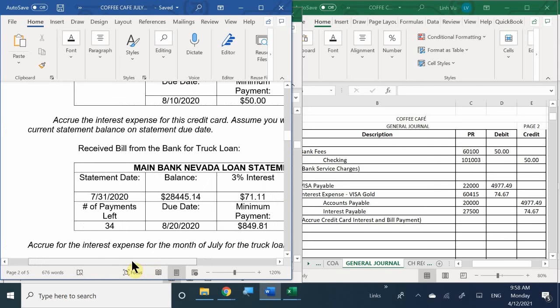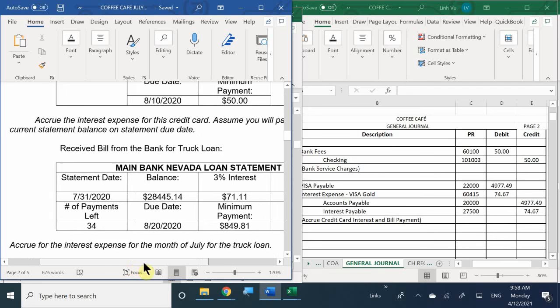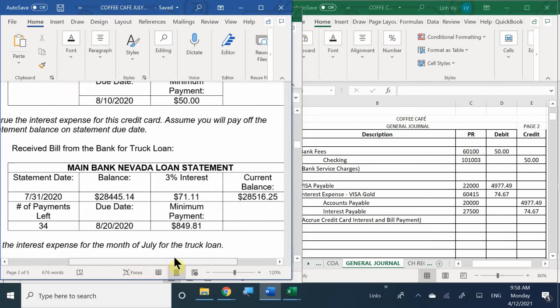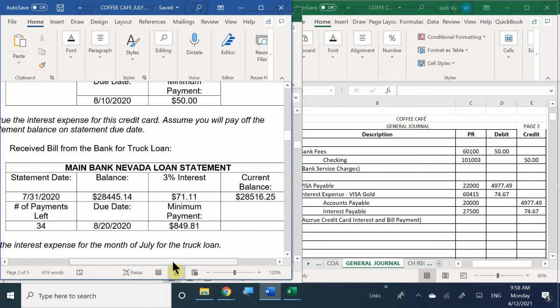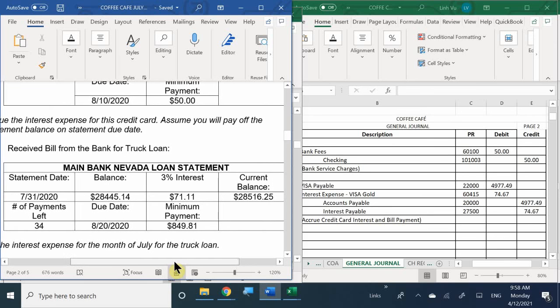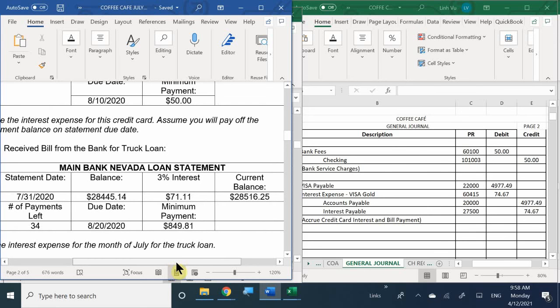It says here that we also need to accrue the interest expense for the month of July for this truck loan. So here, this is how much our statement balance is. This is how much interest we're going to be accruing. And this is the total bill amount that you owe on the current statement. And then this is my monthly payment. So we're not going to pay it yet. We're going to wait till the 20th to pay. So we're going to recognize this bill that is an obligation that we must pay.